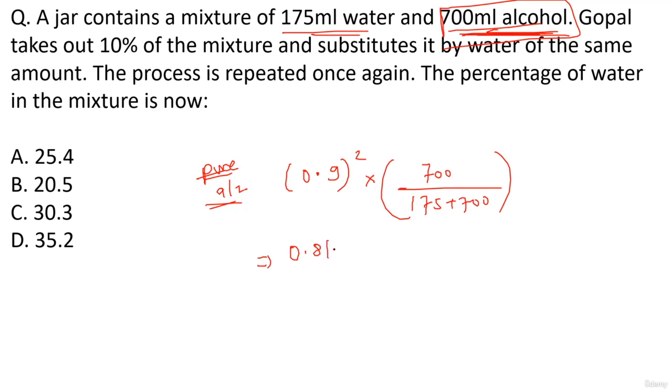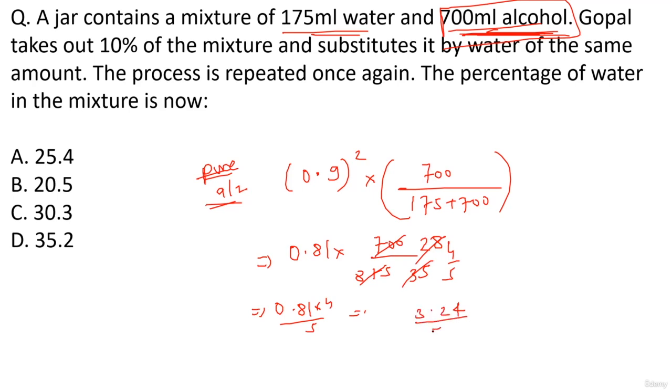0.9 squared is 0.81 into 700 by 875. You can cancel out both by 25. 25 2s are 50, 25 8s are 200, 875 divided by 25 is 35, and 35 and 28 cancel out by 7 to give 4 by 5. Okay, you have 0.81 into 4 divided by 5. So 4 1s are 4, 4 8s are 32, so 3.24 divided by 5. 5 6s are 30, 5 4s are 20, 5 8s are 40. So 0.648 is the fraction of alcohol after these two transactions.